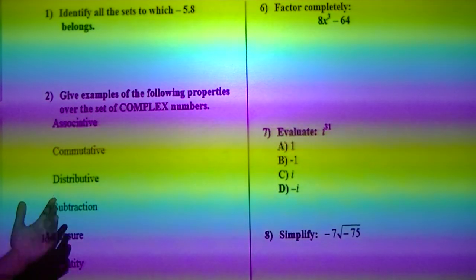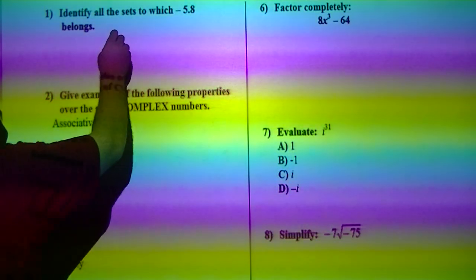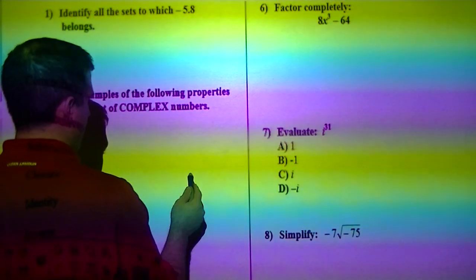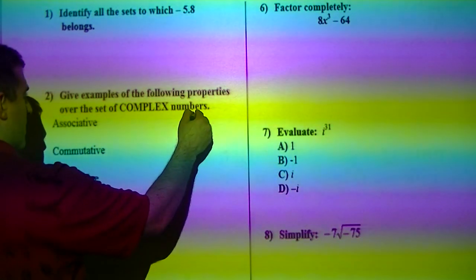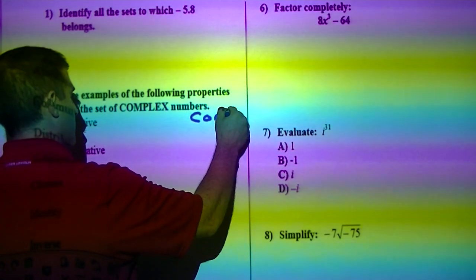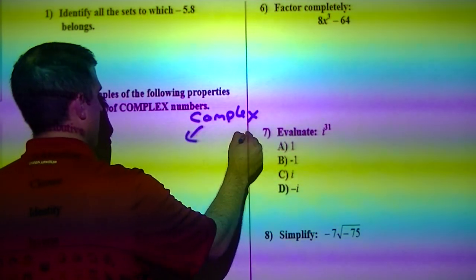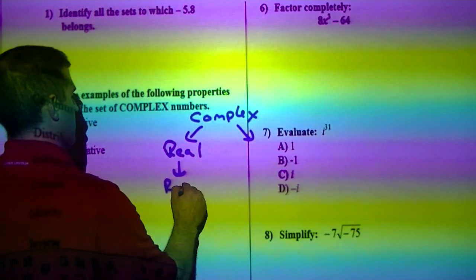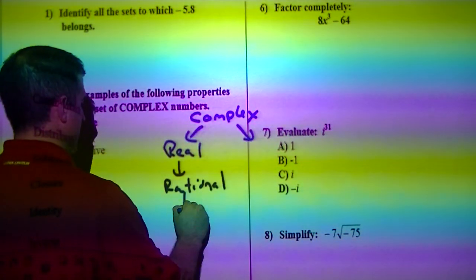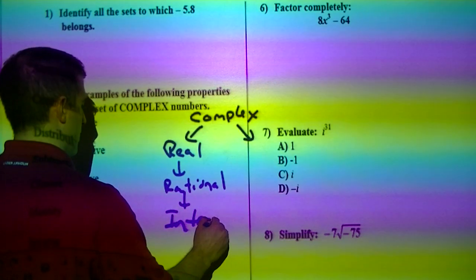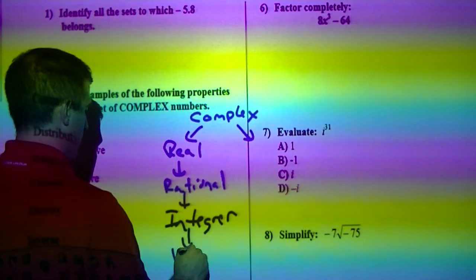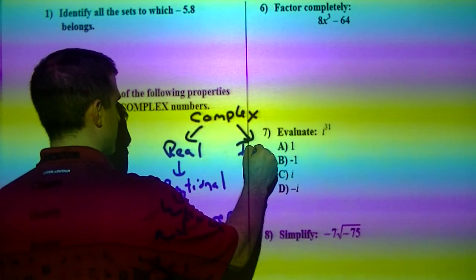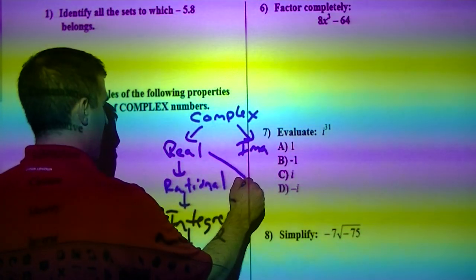Identify all the sets. What you want to do there is work yourself up from the bottom up. All right, we have a big thing. We have complex, got complex numbers. There's real, then there's rational, then there's integer, then there's whole, and then there's natural. This part's imaginary. They also have irrational numbers.